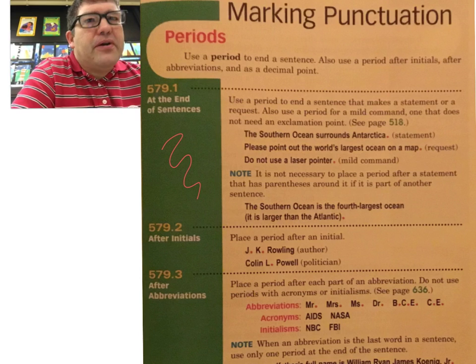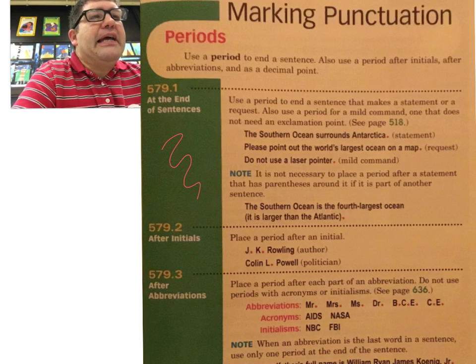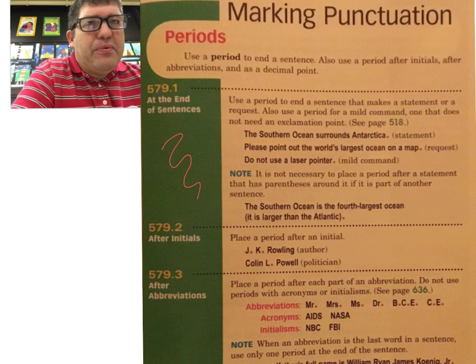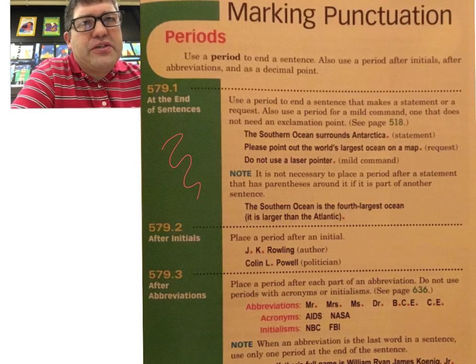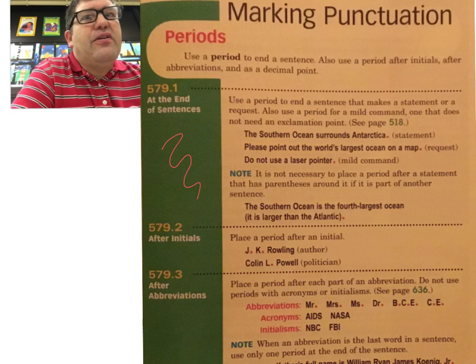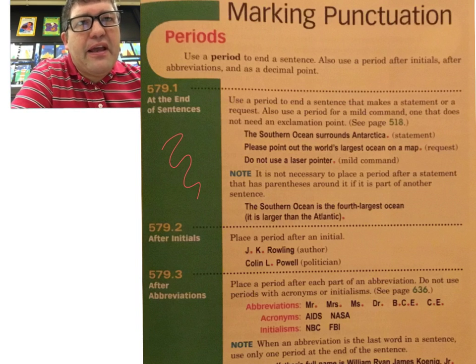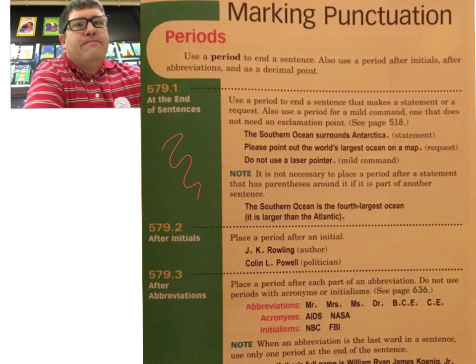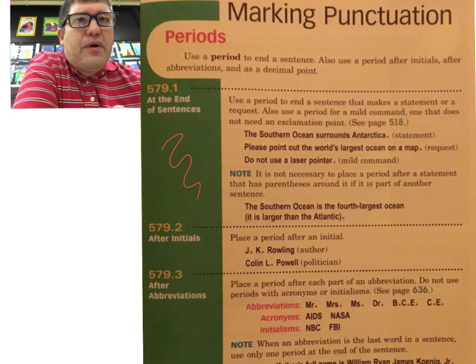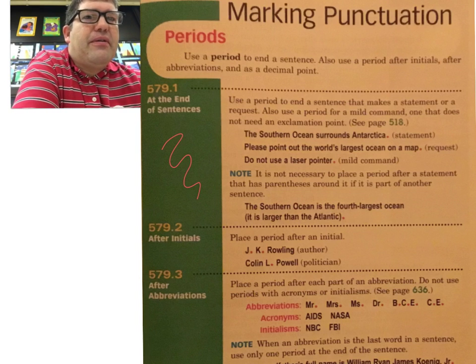Okay, periods. Use a period to end a sentence. Also use a period after initials and after abbreviations and as a decimal point. So the end punctuation, you have periods, you have question marks, you have exclamation points. You always, at the end of a sentence, have to have some sort of punctuation, some end mark, okay? And if you ever don't have it, it's not good. It causes run-on sentences. You need to end your thought with a period.